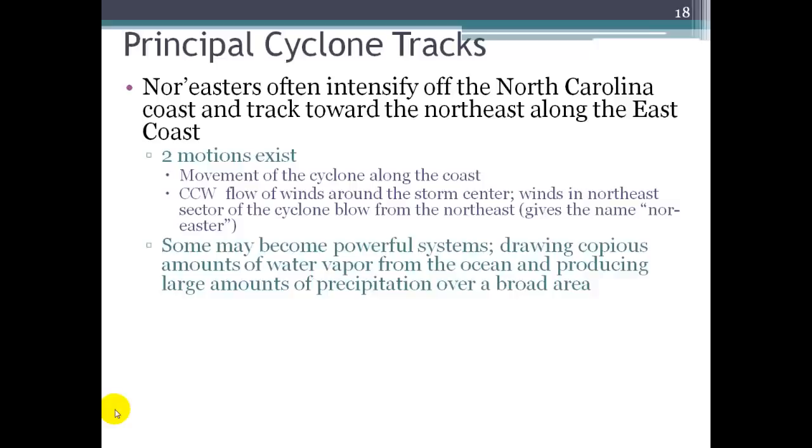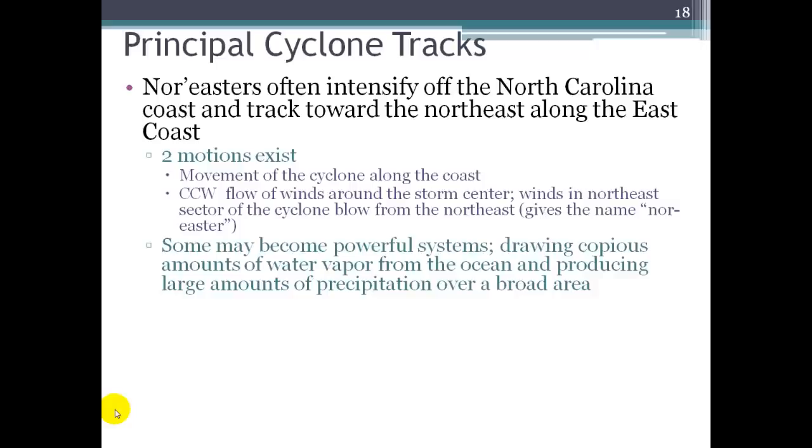There's the movement of the cyclone as it kind of makes its way across the United States land and crosses over into the Atlantic Ocean. So there's that movement. And then there's the counterclockwise flow of the winds around the storm center. So with a nor'easter, basically what happens is the storm is leaving land and crossing into the ocean. So very different situation. And if the upper air is favorable, it can cause the storm to intensify.